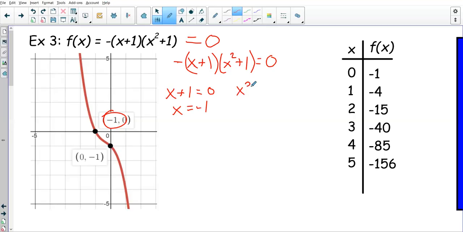If I look at the other factor, I've got x squared plus 1 is equal to 0. Subtract the 1 from both sides and we can see where the problem is. x is equal to plus or minus the square root of negative 1. And we can't do that, right? That is imaginary.